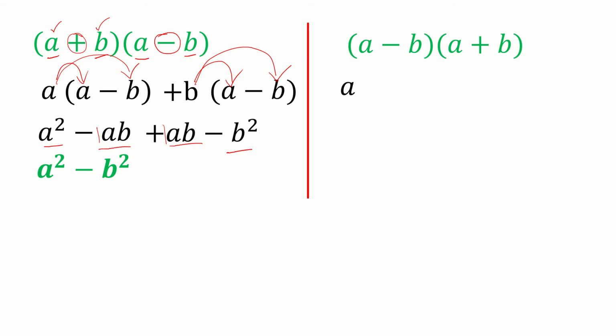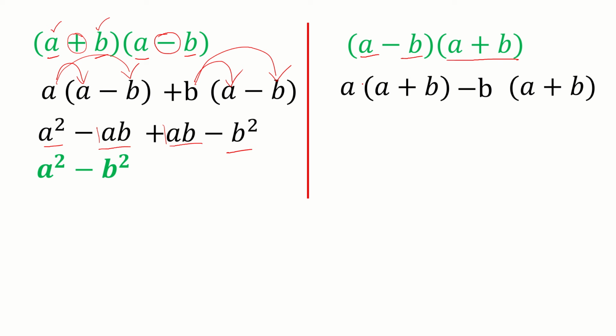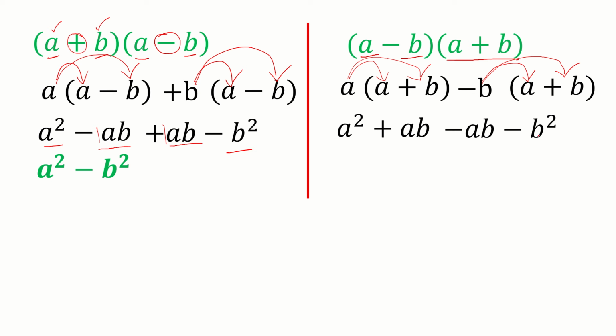Same concept, first term a is multiplied to our second binomial. Then the second term of our first binomial, that's minus b, is multiplied to our second binomial a plus b. So a times a plus b is a squared plus ab. Negative b times a is negative ab. Negative b times b is negative b squared. And then same thing happened: ab minus ab is just 0. So you're left with a squared minus b squared.